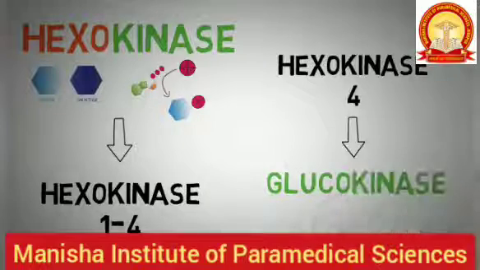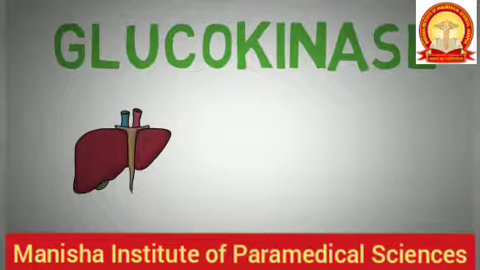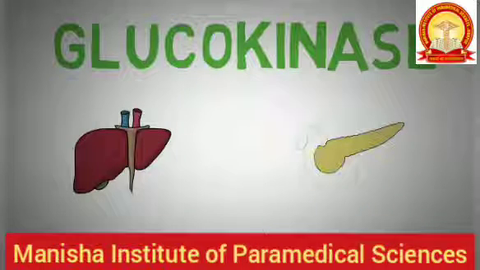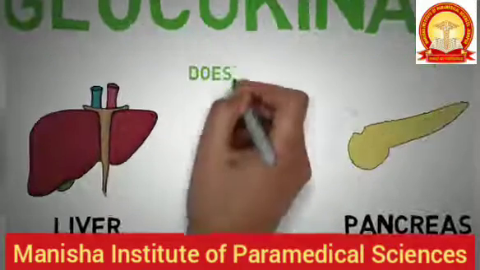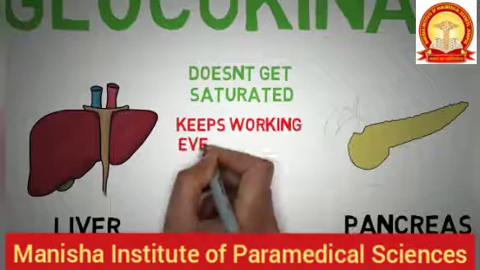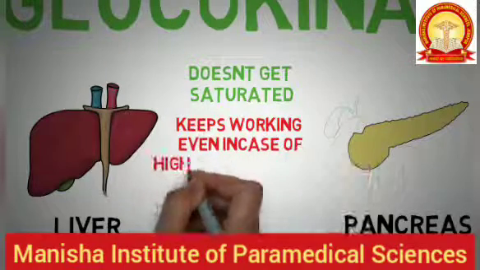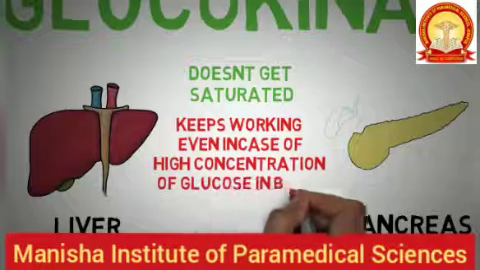Number 1 to 3 are found in most of the cells in our body, but the 4th type of hexokinase, known as glucokinase, is specially located in the liver cells and the beta cells of pancreas. The 4th type of hexokinase is different from the rest 3 in a sense that it doesn't get saturated easily, meaning it can keep working even if there is a large concentration of glucose in the blood.